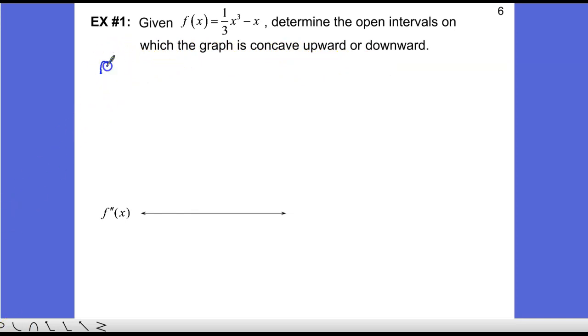So f prime of x is equal to 3 times 1/3, which is 1 times x squared, minus the derivative of x, which is 1. The second derivative is equal to 2x. Now, I want you to think back to concavity and our test for concavity.